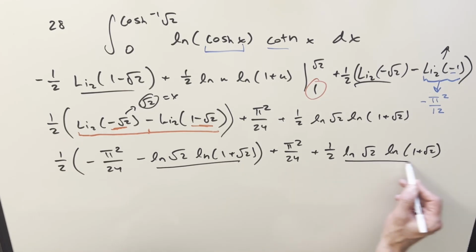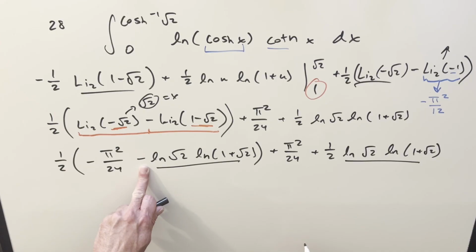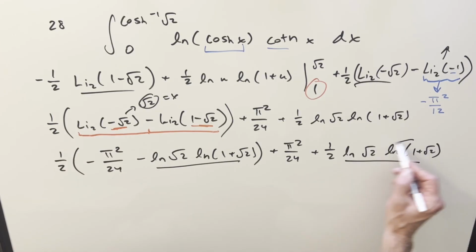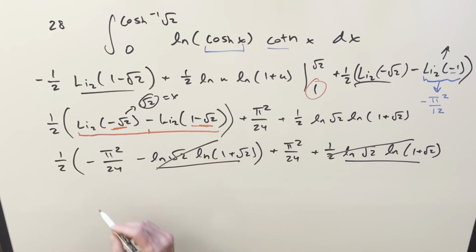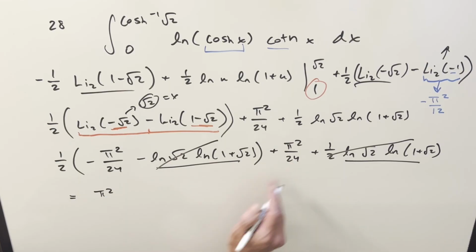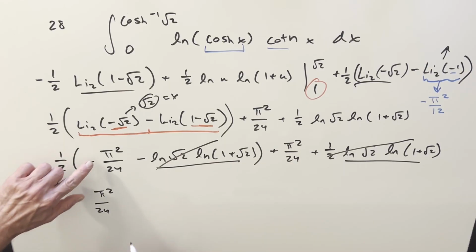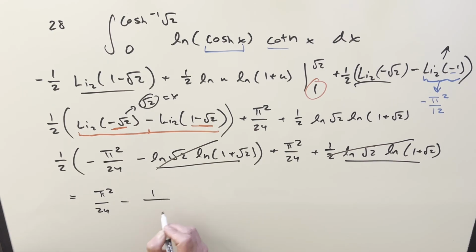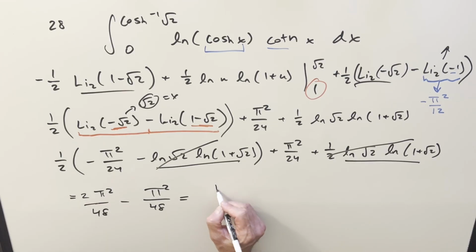This is the same as this. We're going to end up with minus 1/2 here, plus 1/2 here. This is going to just cancel out with this. And then we just have to put together these pi squared terms. So we have pi squared over 24 using this one. Distributing in the 1/2 here, we've got minus pi squared over 48. Multiply in 2 over 2 here, and this is 2 pi squared over 48 minus pi squared over 48. And for my final solution, we just get pi squared over 48, and that's it.